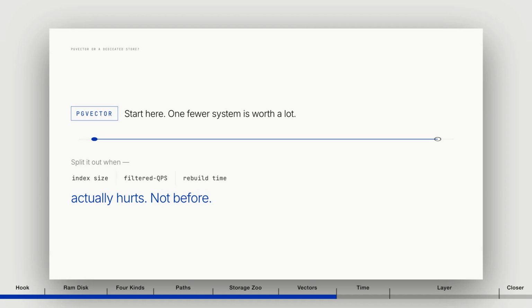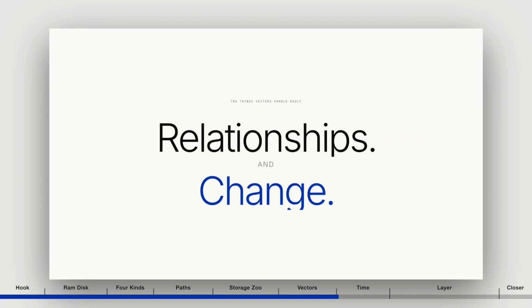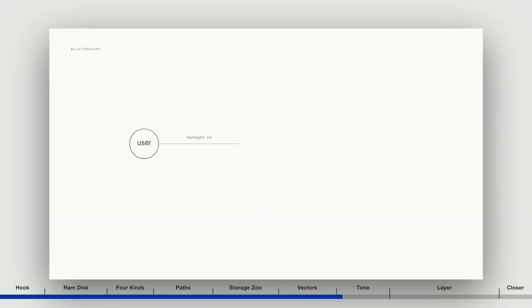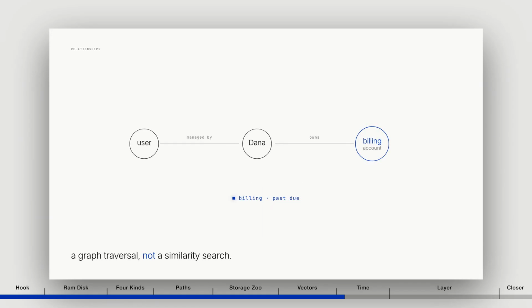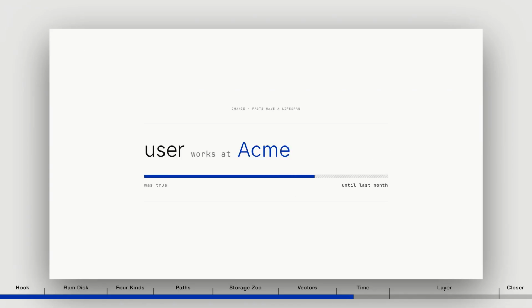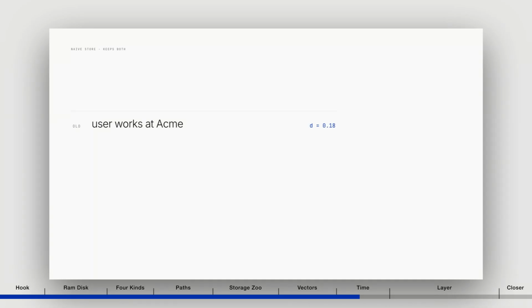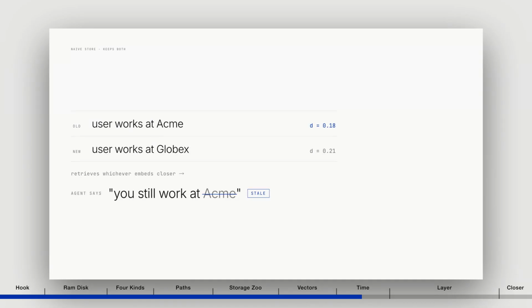Not before. Now the two things vectors handle badly. Relationships. And change. Relationships. The user's manager is Dana. Dana owns the billing account. Billing is past due. That's a graph traversal, not a similarity search. And change is where most memory systems quietly break. Facts have a lifespan. The user works at Acme, was true, until last month. A naive store keeps both the old fact and the new one. Retrieves whichever embeds closer. So your agent confidently says the user still works somewhere they left.